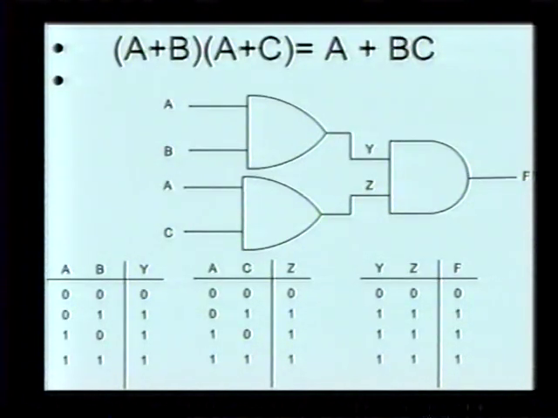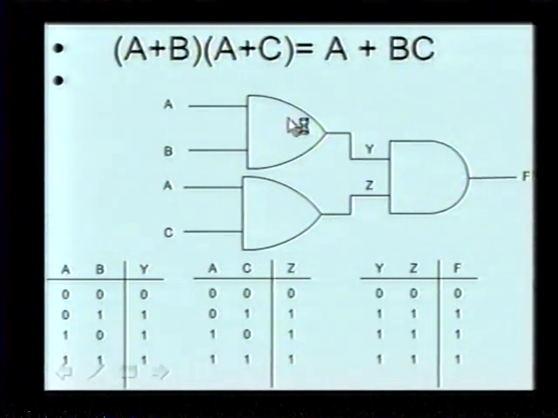Next, let's prove this truth table. We have A ORed with B, ANDed with A ORed with C. Is that true? A ORed with B, ANDed with C. So here we have A ORed with B. There's your OR gate, A and B. We have A ORed with C. A is ORed with C. We take the results and we AND them together, and that equals F.